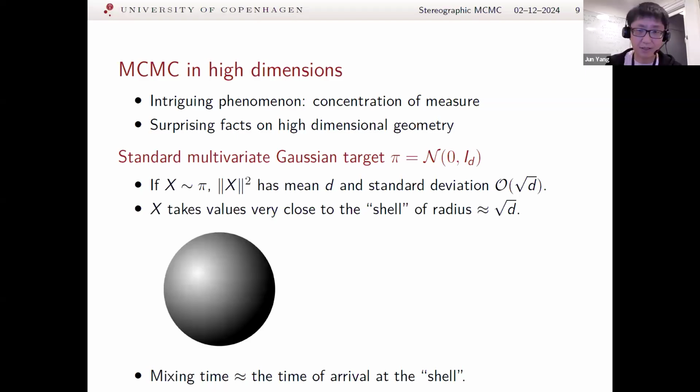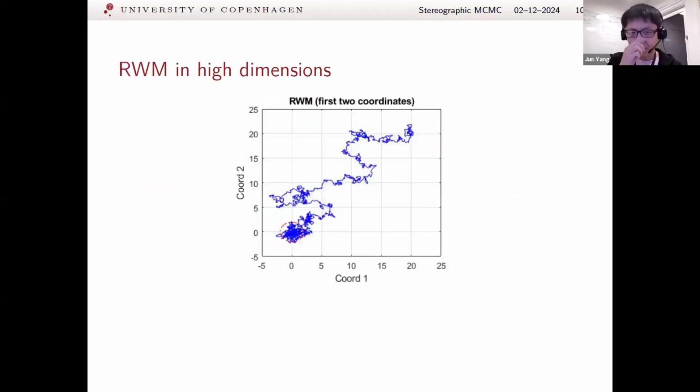Okay, then let's run this random walk Metropolis on the simplest target you can imagine, the high dimension Gaussian target. I ran this random walk Metropolis in 100 dimensions, and the initial state is one point where all the coordinates equal 20. What I plotted is the first two coordinates, the path of this Markov chain. You can see the Markov chain starts from here, and there's a small red circle here. I don't know if you can see it. It roughly corresponds to the first two-dimension marginal Gaussian.